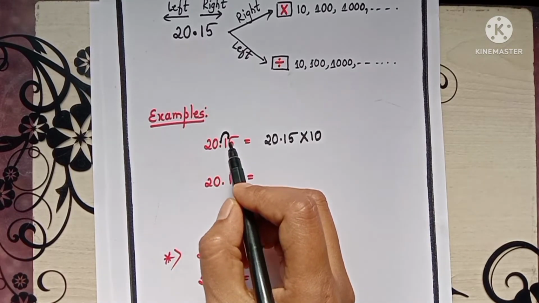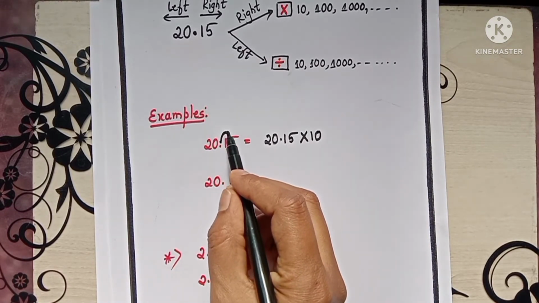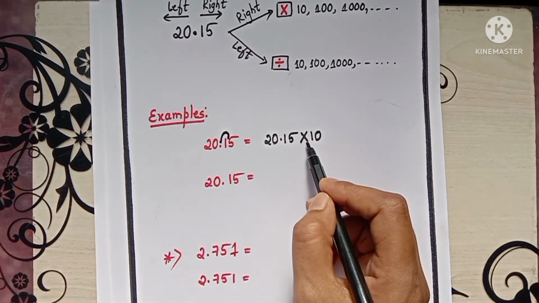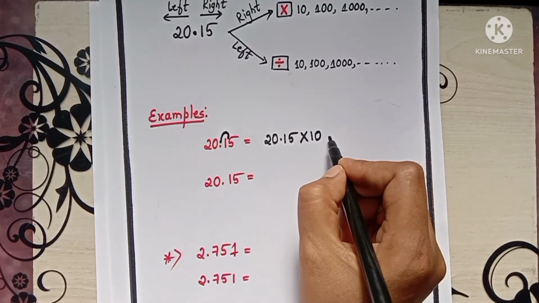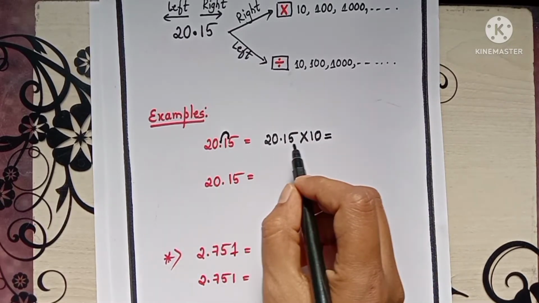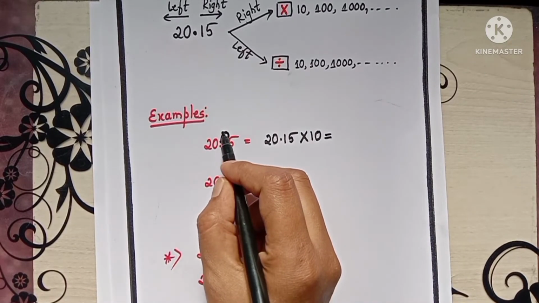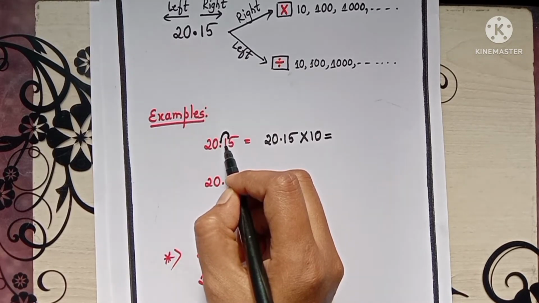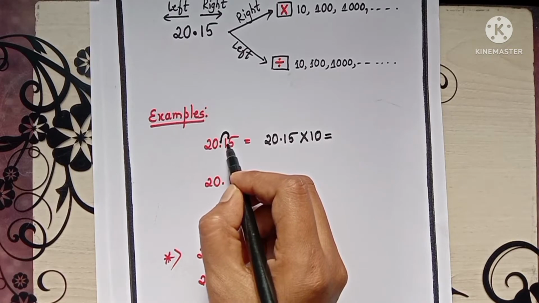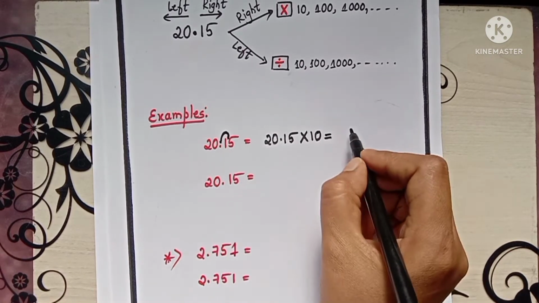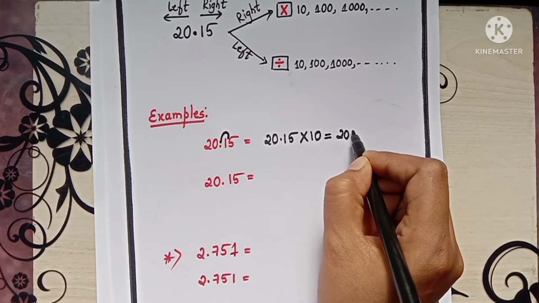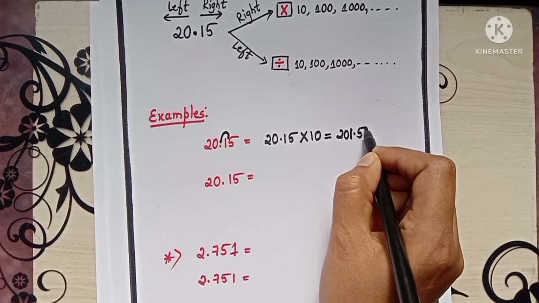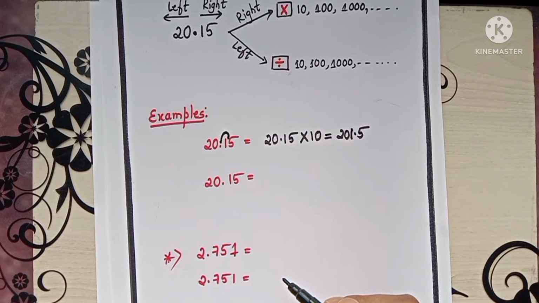Here I want to shift this decimal point by only one digit, that is after 1, means I will multiply by 10. So after multiplying by 10, what will this be? I am shifting this decimal point to the right side by one digit, means after 1 the decimal point comes. That is 201.5.